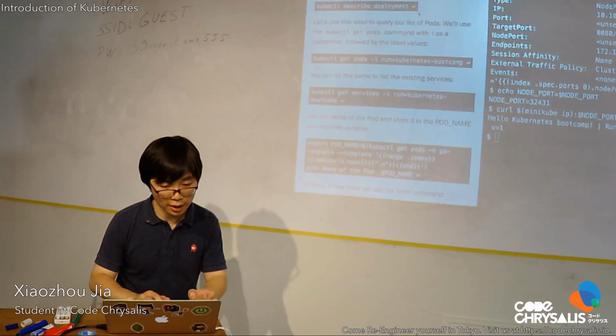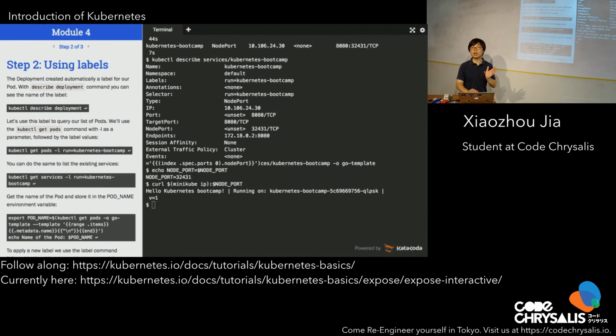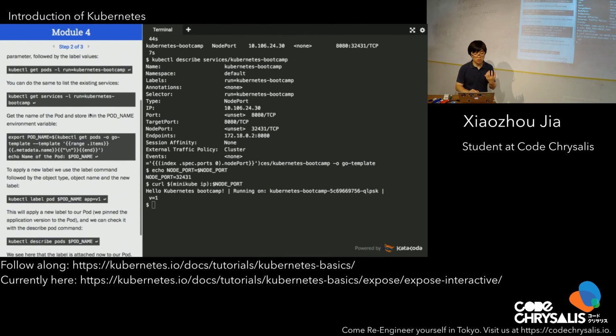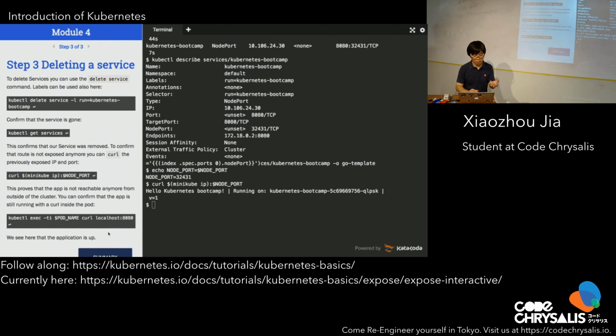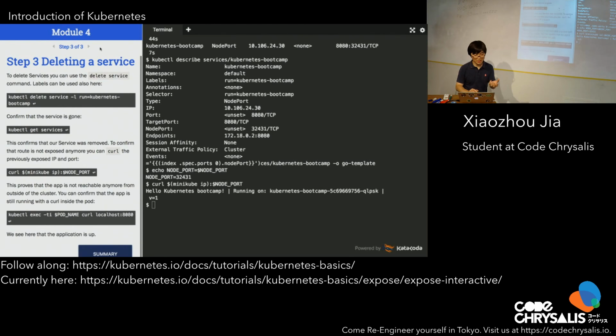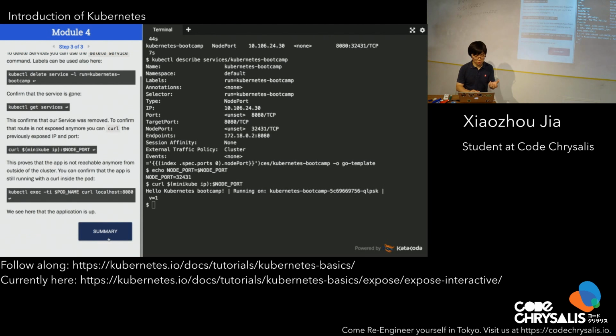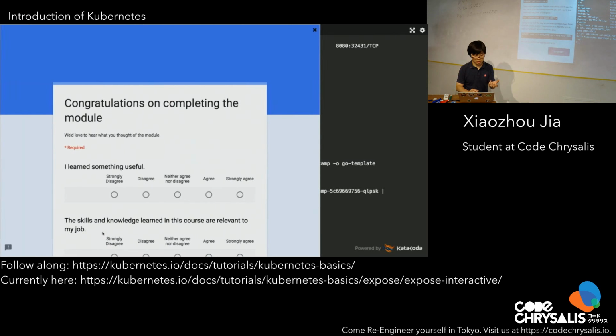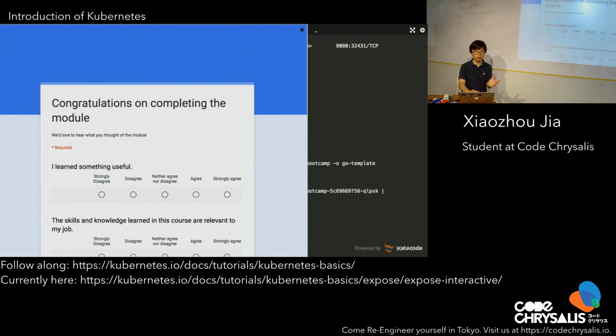So let's continue with using labels. Labels is a concept that I will skip during this tutorial. Basically, labels is a way that we use to manage different types of resources. Let's just skip this one. So deleting a service, we are not going to delete a service. Let's skip the entire module for now.